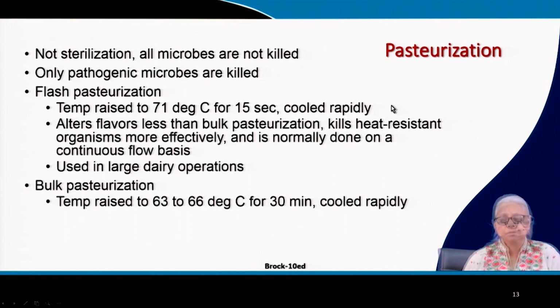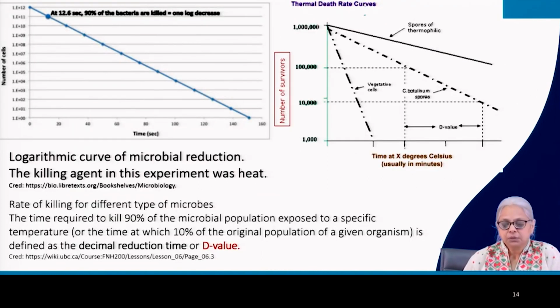And that's about it. So in this particular slide, what is shown is the difference in decimal reduction time for vegetative cells and spores. So you can see it takes much less time to get 1 log reduction with vegetative cells, and for Clostridium botulinum spores you can see how much longer it takes. So this is generally clear, and the same thing for thermophilic spores in this case.